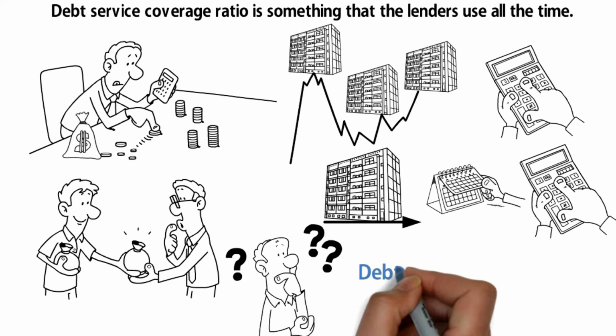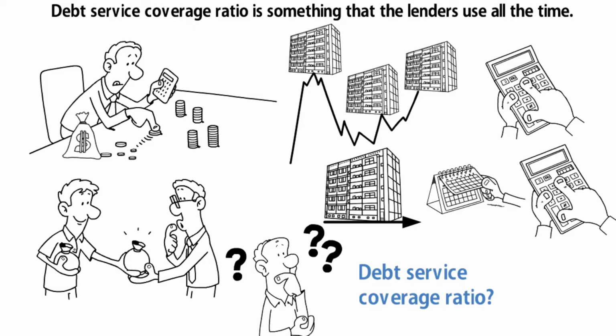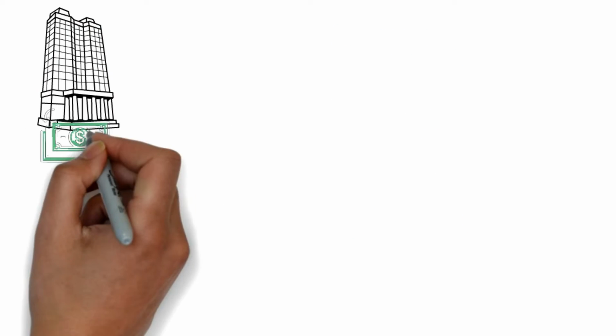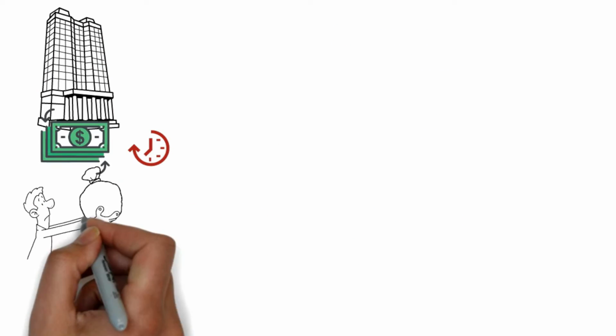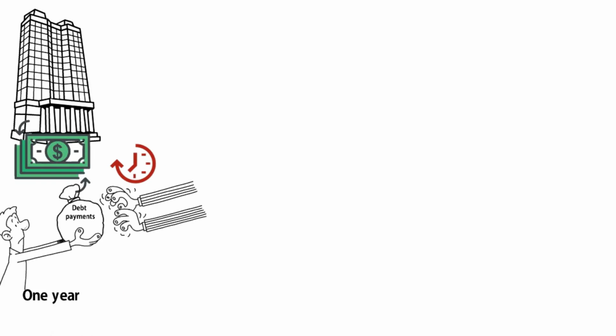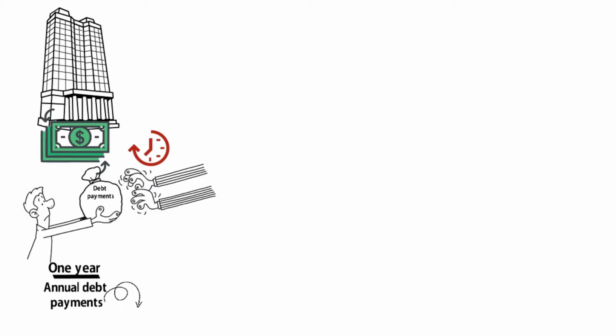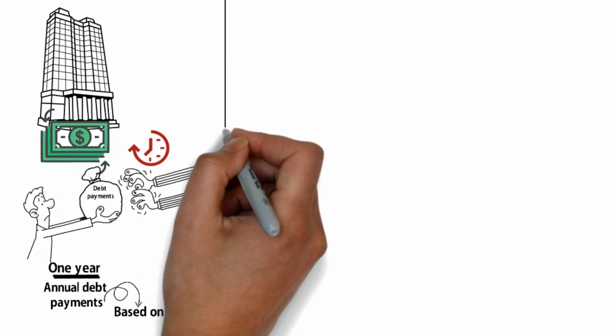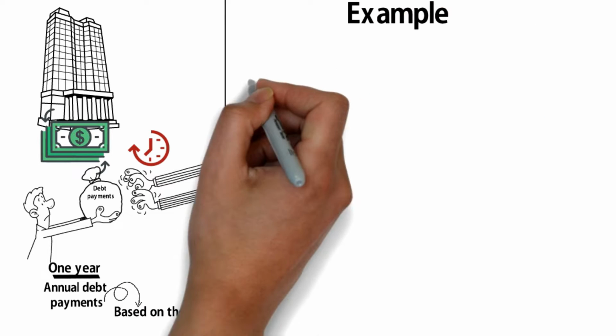So what is the debt service coverage ratio? Simply put, it is the net cash flow of the property before debt payments for 1 year divided by annual debt payments based on the loan you will take out on the property. The best way to understand this is by using an example.